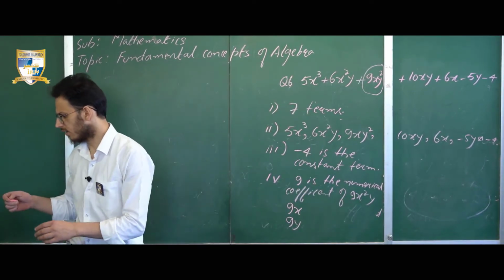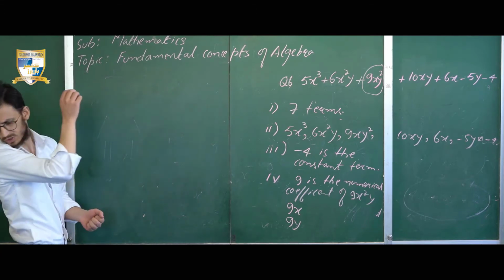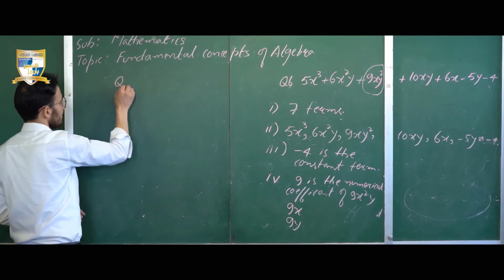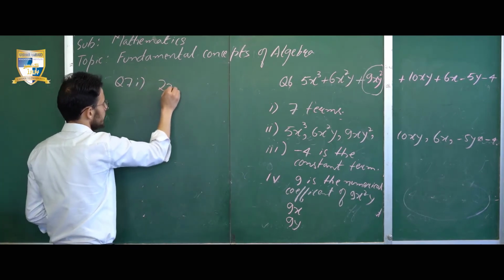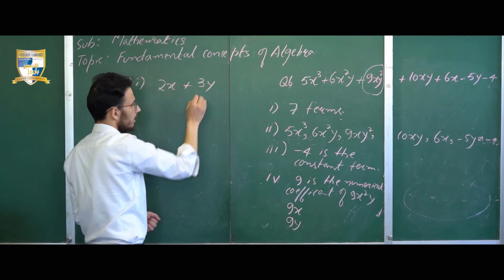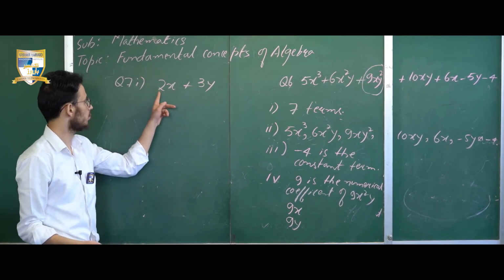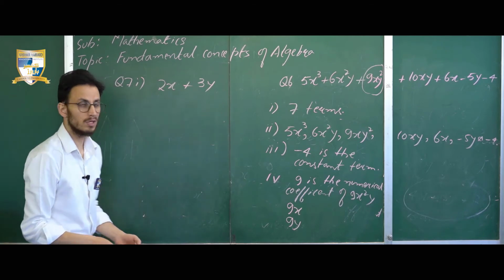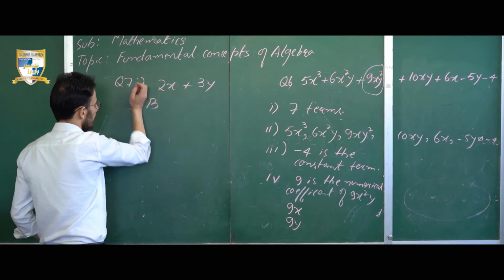So here part first is 2x plus 3y. Question number 7. Part first. 2x plus 3y. So we can see that in this question we have 2 terms, 2x and 3y. When we have a 2 term expression, that expression is called binomial.